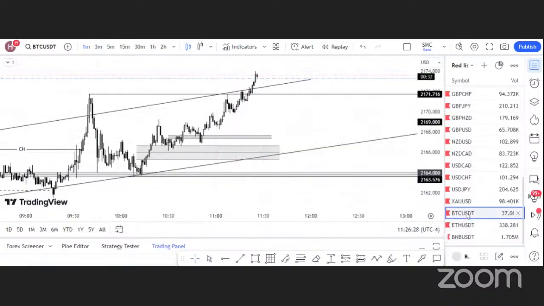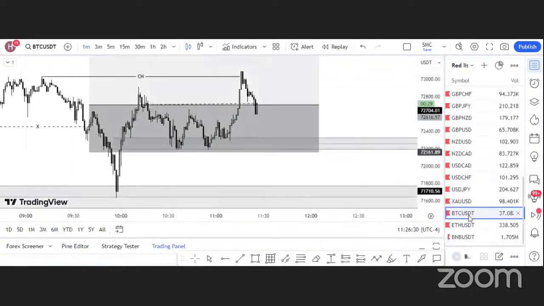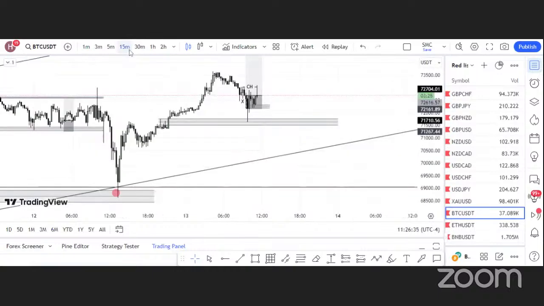Okay. So I think we have two analyses. We have two instruments we are waiting on for confirmation.